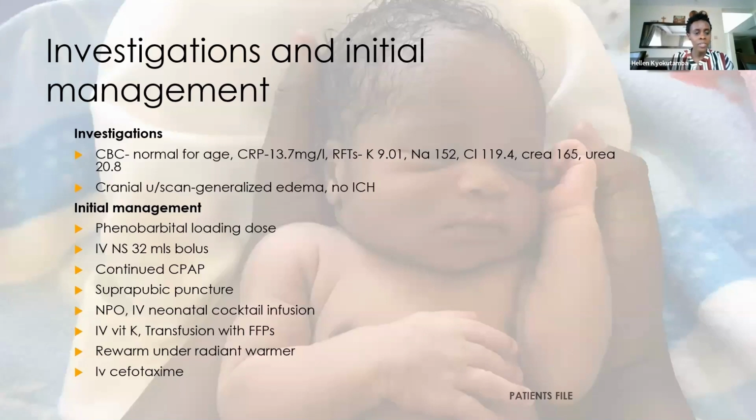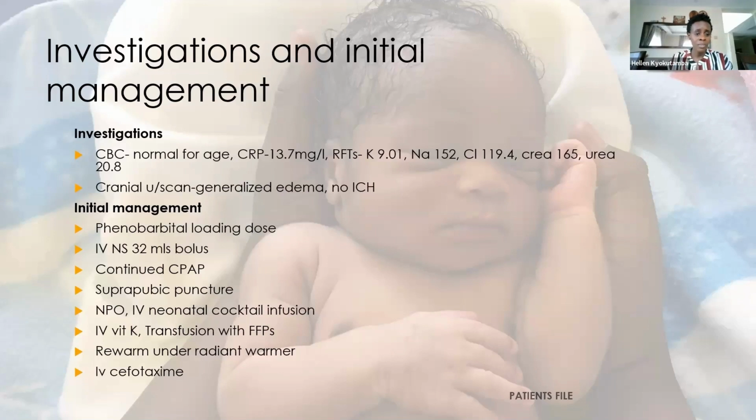So what we did when the baby came, we did a full blood count, we did a CRP, we did RFTs, and a cranial ultrasound scan. For the septic markers, the CRP was slightly elevated, and notably the baby had hyperkalemia, hypernatremia, and the renal functions were deranged. On the cranial scan, this baby had generalized edema, but there was no evidence of any intracranial hemorrhage.